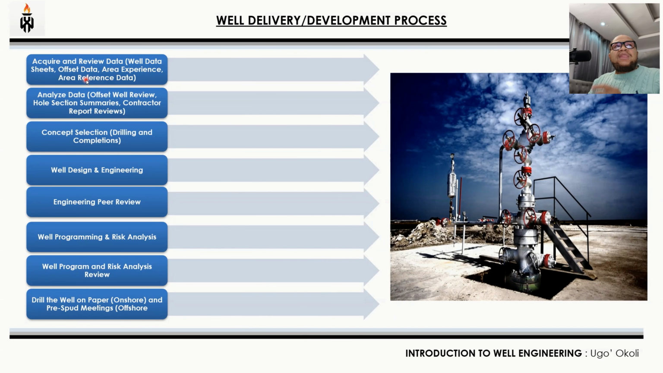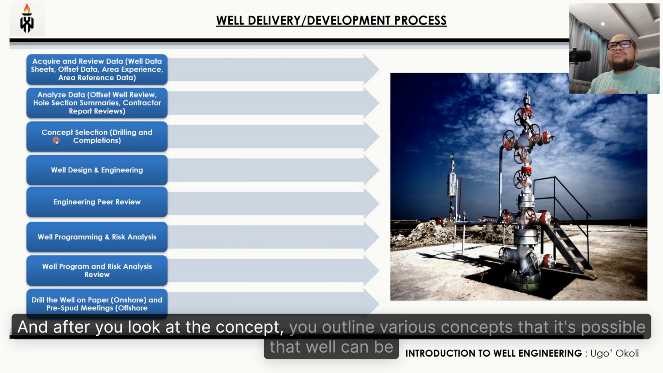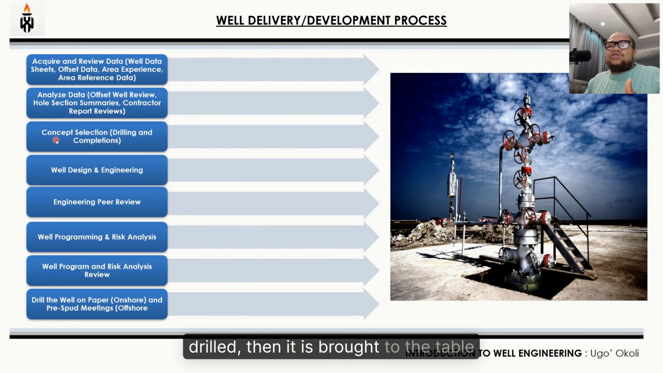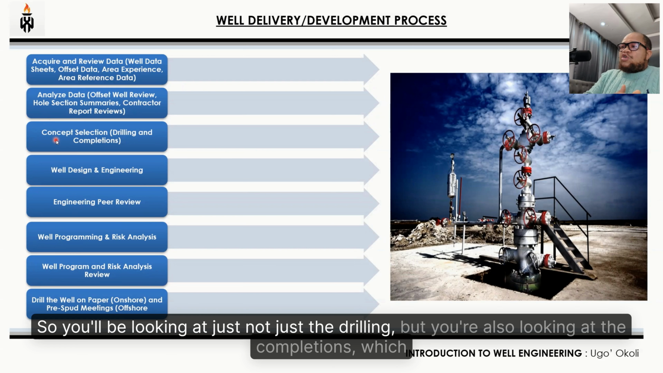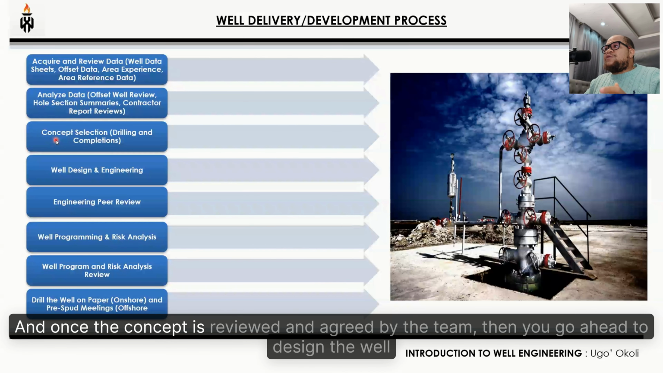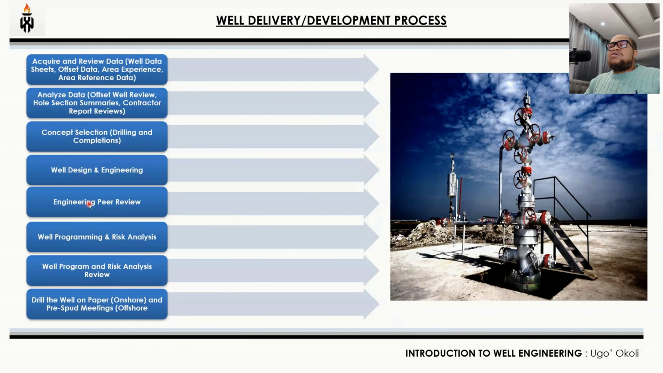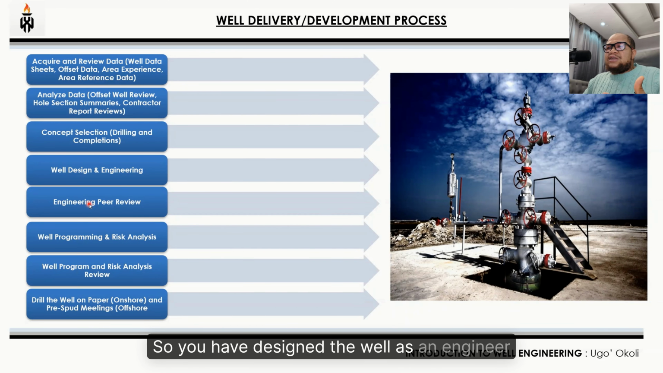After you have all that data, the first step is looking at the concept of how that well will be drilled. After you look at the concept, you outline various concepts, the possible ways that well can be drilled, and then it is brought to the table. So you'll be looking at not just the drilling, but also the completions, which is the plumbing, getting the hydrocarbons to surface. And once the concept is reviewed and agreed by the team, then you go ahead to design the well. Once the well is designed, it will be peer reviewed. So you have designed the well as an engineer.